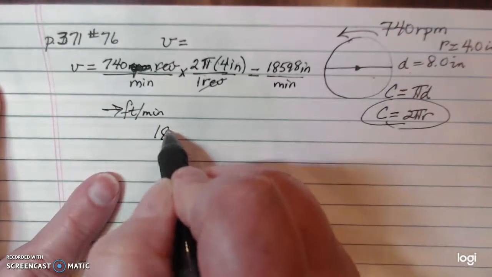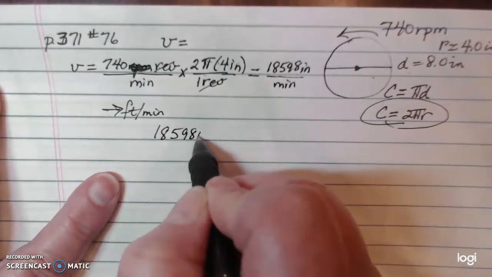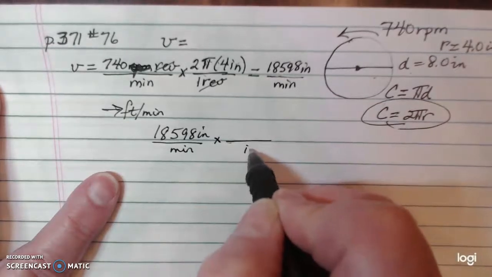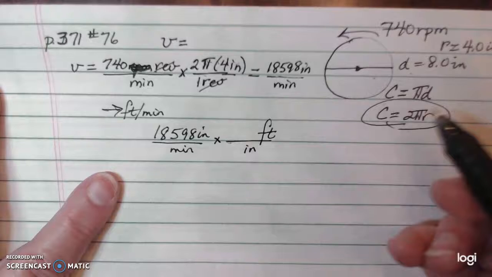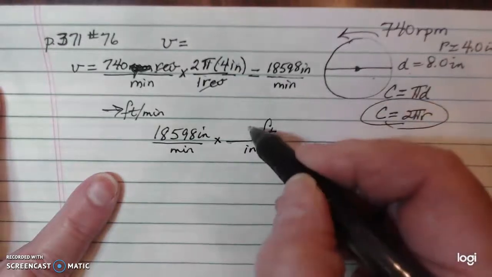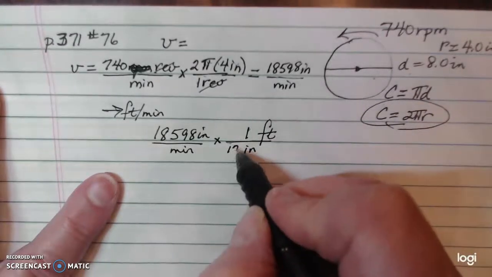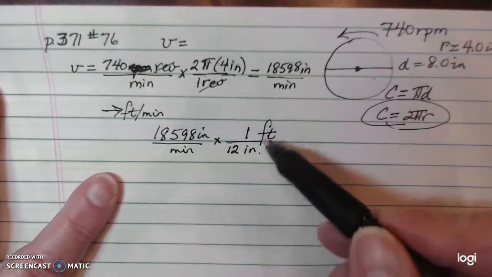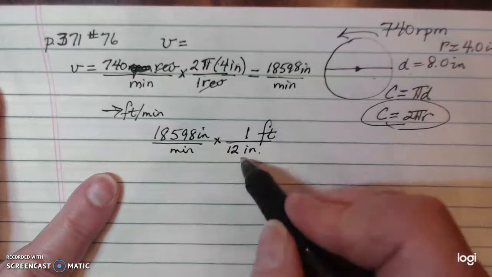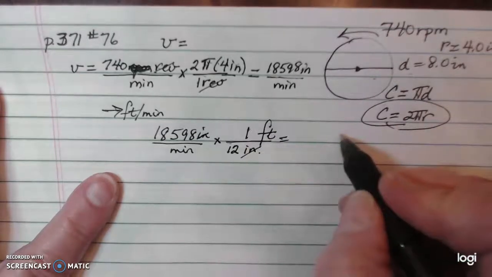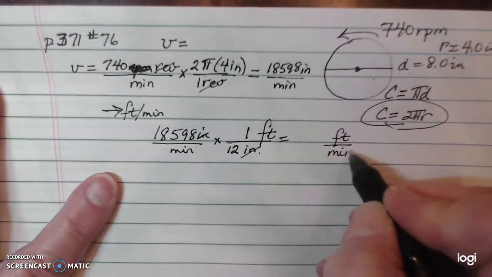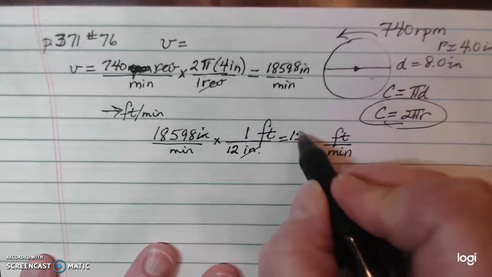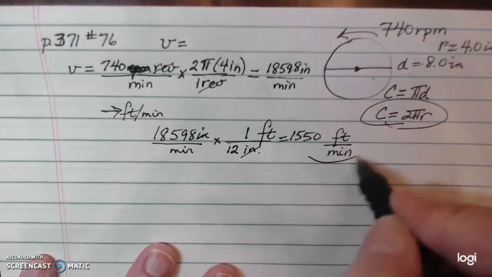So 18,598 inches per minute. We want to get rid of inches and we want to go to feet, right? And we know there are 12 inches in 1 foot. The 1 must go with the feet and the 12 must go with the inches. The units in the fraction are your guide as to where to place the values. Inches cancel. My answer should be given in feet per minute at the end, and I got 1,550 feet per minute for that final conversion.